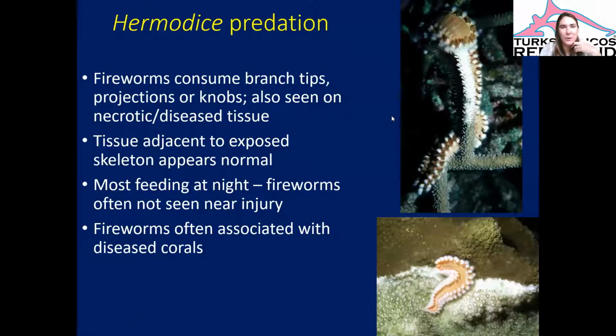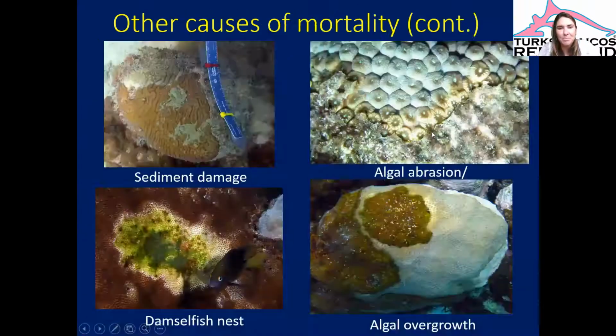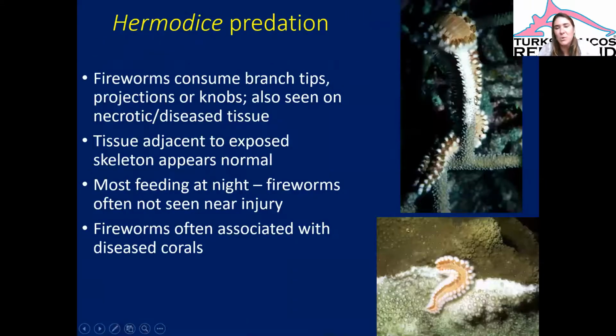So fireworms, Hermodice predation, Hermodice. Fireworms consume the branch tip projections or knobs. So often they're associated with acroprid species. And I've been noticing them quite a bit. They will also come along disease margin. So they're actually often associated with diseased corals.